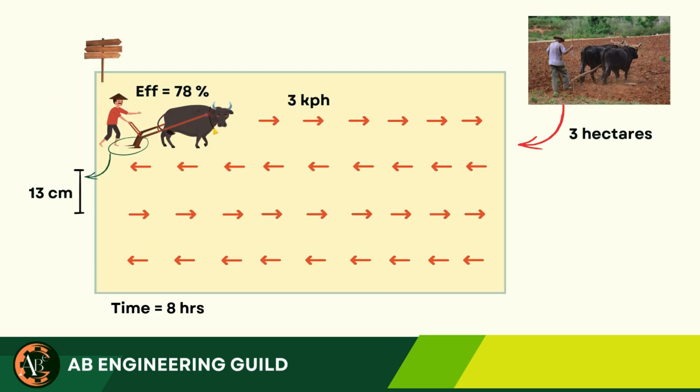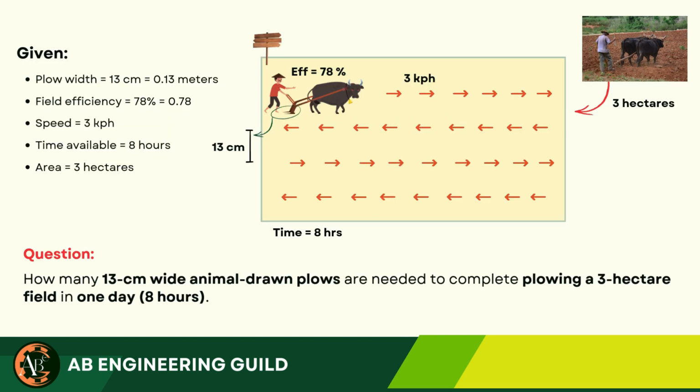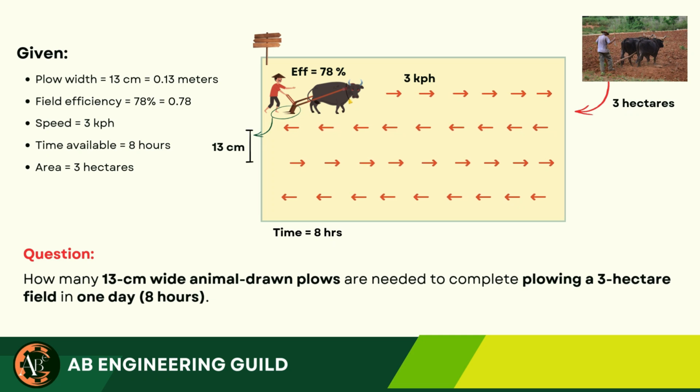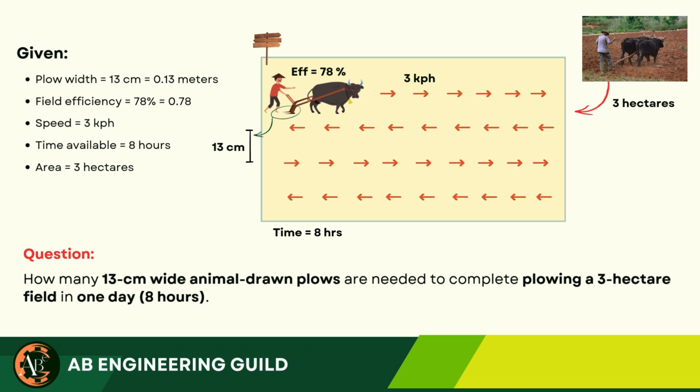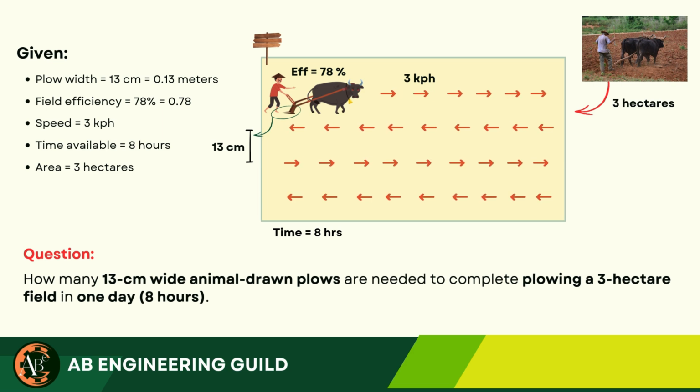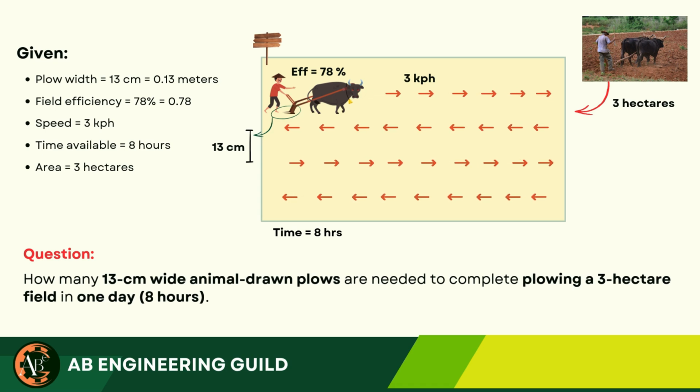Let's summarize the situation. A farmer needs to plow a 3-hectare field within 1 working day, or 8 hours. He's using animal-drawn plows, each with a blade width of 13 centimeters, which is equal to 0.13 meters. The animals walk at a speed of 3 kilometers per hour. Because field work is never perfectly efficient, we apply a field efficiency of 78%, or 0.78. These values, width, speed, efficiency, time, and area, will help us determine how many plows are needed to finish the job on time. Now let's solve this step by step.